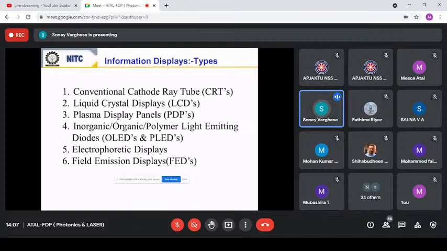Or we can also think about electrophoretic displays like Kindle reading boards, etc. Then there are field emission displays. So there are a lot of displays nowadays, and you can see the emergence of such types of displays. But among these displays, you can see that liquid crystal displays are still widely used. A lot of changes and improvements are taking place with respect to these conventional systems.